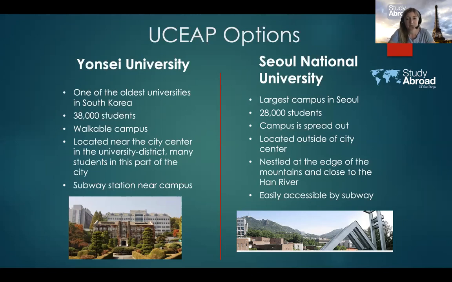It is in a very beautiful area. It's nestled at the edge of the mountains and close to the Han River, easily accessible by subway. So the public transportation in Seoul is quite extensive. It's very easy to get around by subway and by bus. So again, both of these universities are in good locations, just a little bit different feel on the campus.